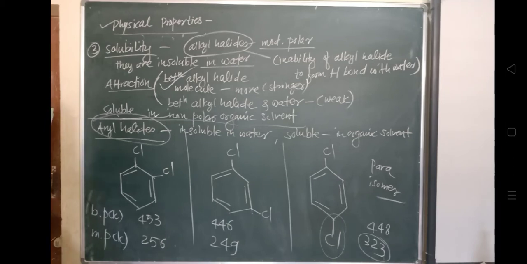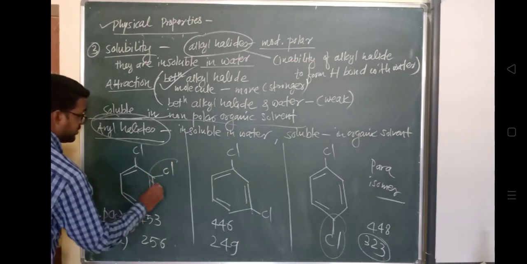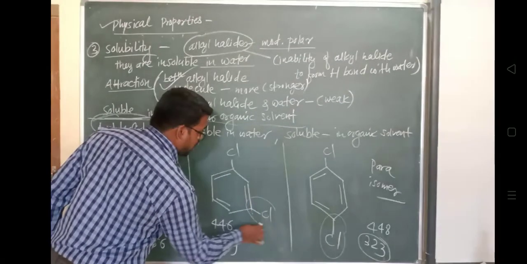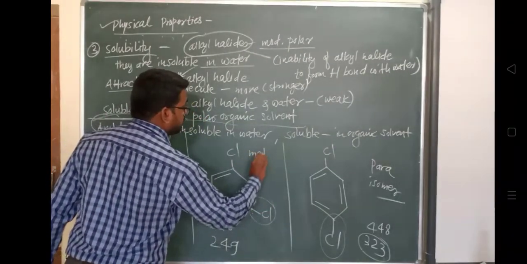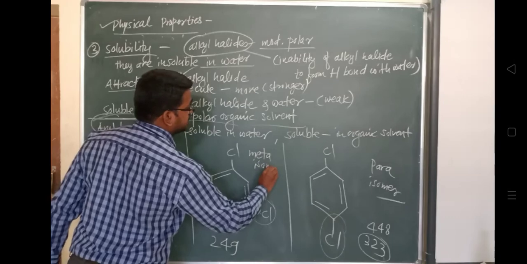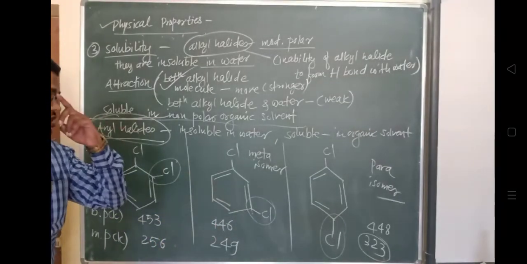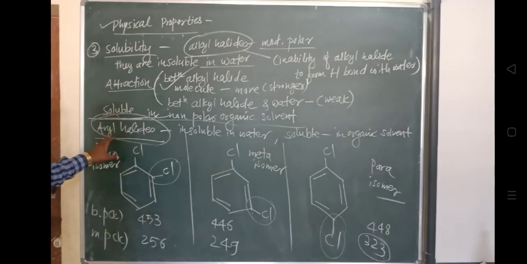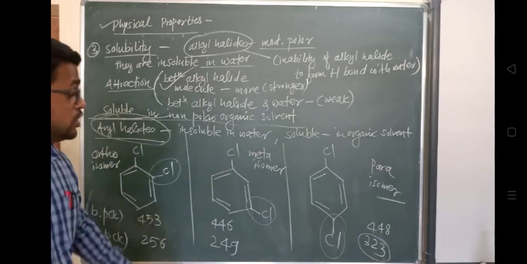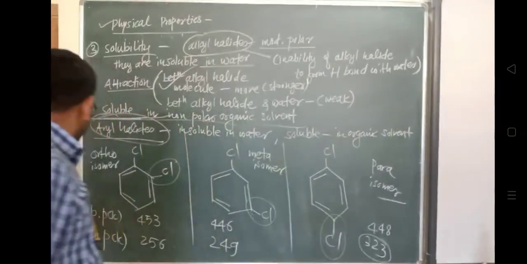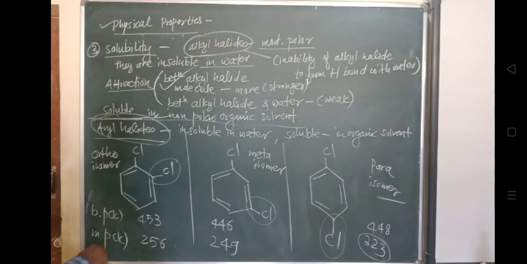Okay, so this is called the ortho. ये वाला जो position है, this is called an ortho isomer, and this is called the meta isomer. Now if you see, in all these three structures, these are all isomers of these aryl halides of chlorine. So this para isomer is having the higher melting point.